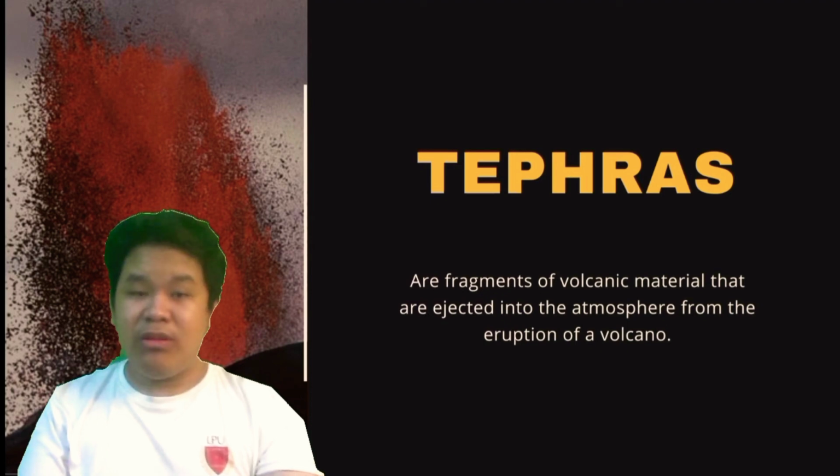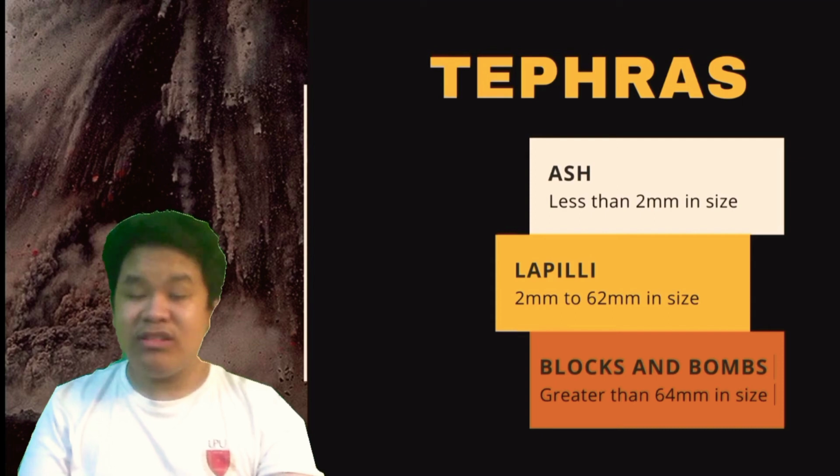Tephra are fragments of volcanic material that are ejected into the atmosphere from the eruption of a volcano. They are differentiated based on the size of the ejected fragment, which are ash, which is less than 2 millimeters in size, lapilli, which is 2 millimeters to 64 millimeters in size, and blocks and bombs, which are greater than 64 millimeters in size.